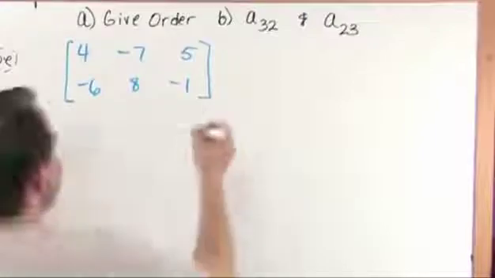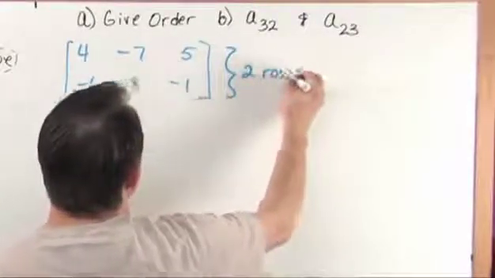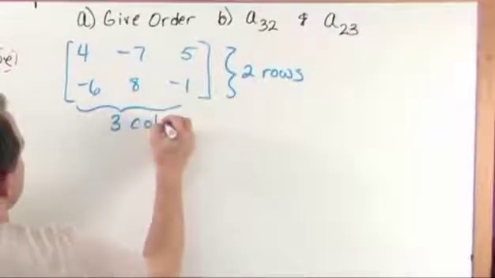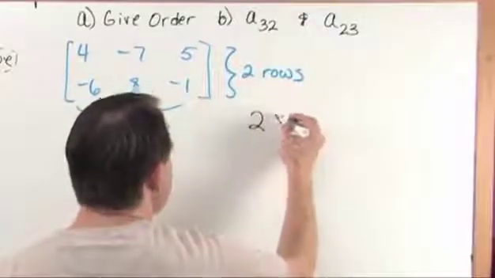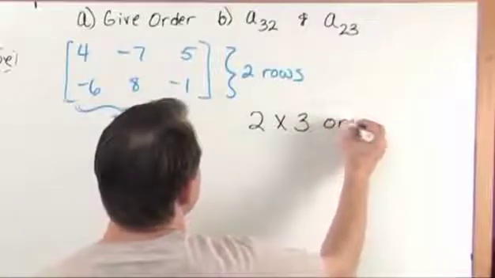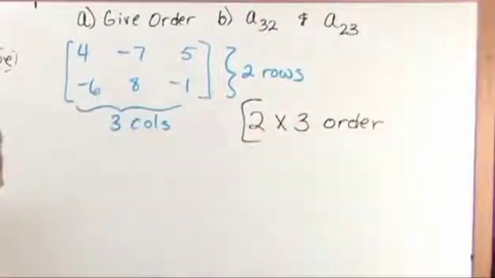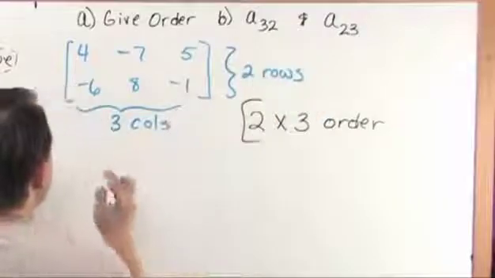So the first thing we want to do is find the order. Well, we see right away that we have 2 rows, and we also see that we have 1, 2, 3 columns. And if you remember, the order of a matrix is the rows by the columns, meaning 2 by 3. Rows come first, then columns. So the order is 2 by 3. Now let's go ahead and do the second part. Let's find A32 and A23 if possible.